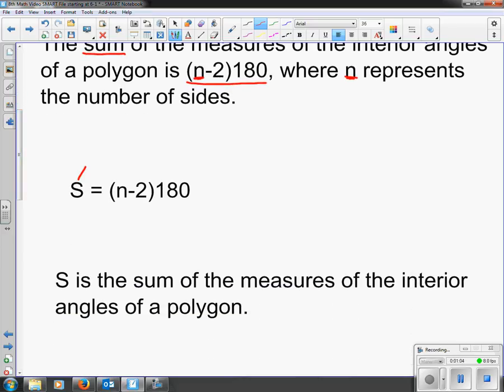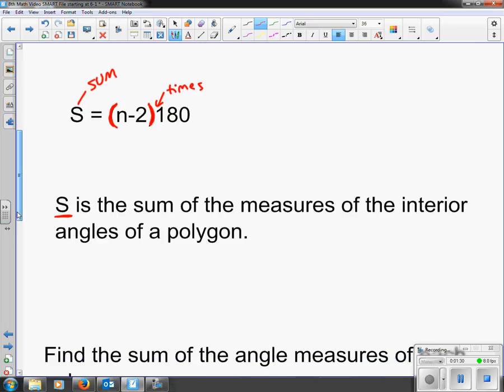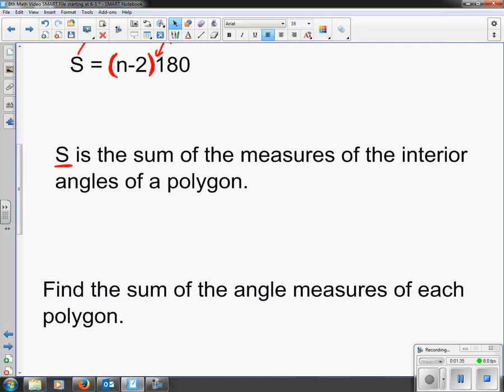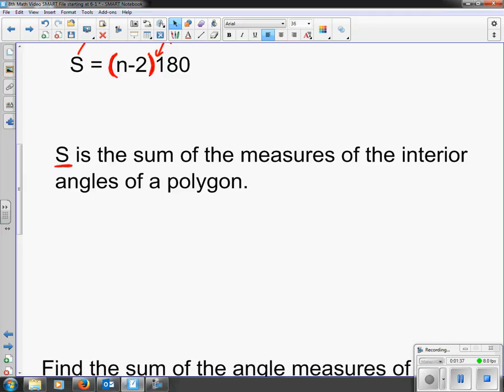S means sum. So when you add up all the interior angles, the sum, there's a nice formula for that. N minus 2, in parentheses, you do that first, then multiply by 180. That's going to give you the sum of all the interior angles. So S just means the sum of all the measurements of the interior angles. Let's do some examples, just so you know what that means.